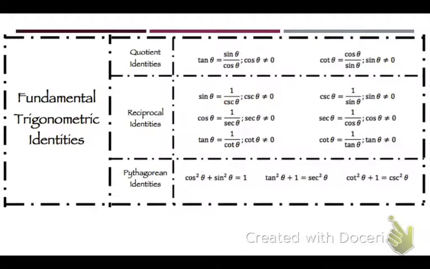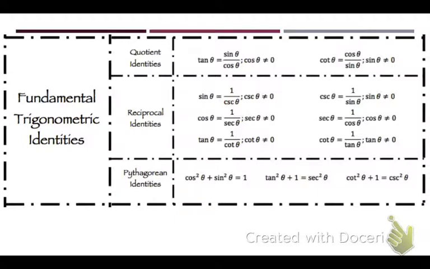There's the quotient identity. So that's tangent of theta equals sine over cosine, and then cotangent is cosine over sine. You should know that one already. Sine is the same thing as 1 over cosecant because sine is the reciprocal of cosecant, which means cosecant is the same thing as 1 over sine. Same thing for cosine and secant, and for tangent and cotangent.